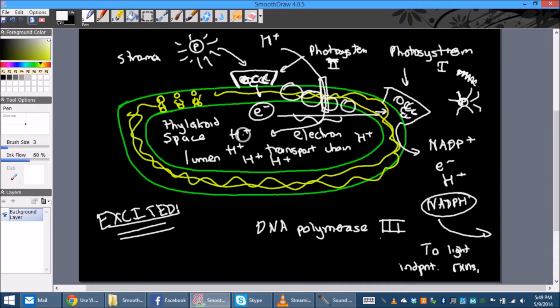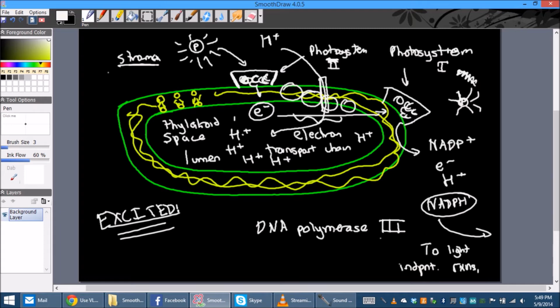So now the electron has produced NADPH, and there's a high concentration of hydrogen ions out here, and a low concentration of hydrogen ions out here in the stroma. So the hydrogen ions naturally want to move towards the stroma because there's a concentration gradient. The problem is, because they're charged molecules, they cannot cross the phospholipid bilayer, which rejects charged molecules. So they need a transport protein to work through.